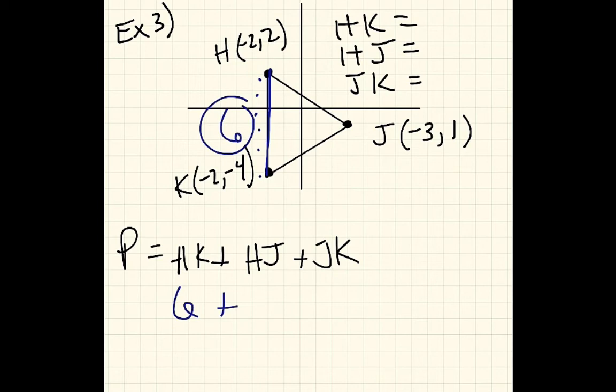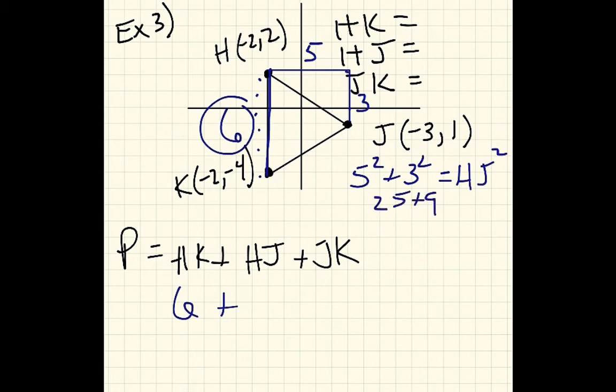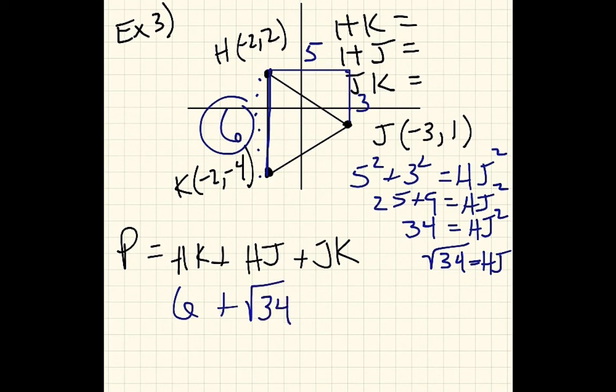To find HJ, I will sketch over, and I will sketch down, and I'll go ahead and just count those. So I've got a distance of 1, 2, 3, 4, 5. And a distance vertically of 1, 2, 3. So to find HJ, I would take 5 squared plus 3 squared equals HJ squared. So 25 plus 9 is equal to HJ squared. So 34 is equal to HJ squared, and that means the square root of 34 is equal to HJ. So I'm going to be adding the square root of 34 into my perimeter. And that's already as simplified as it will go.